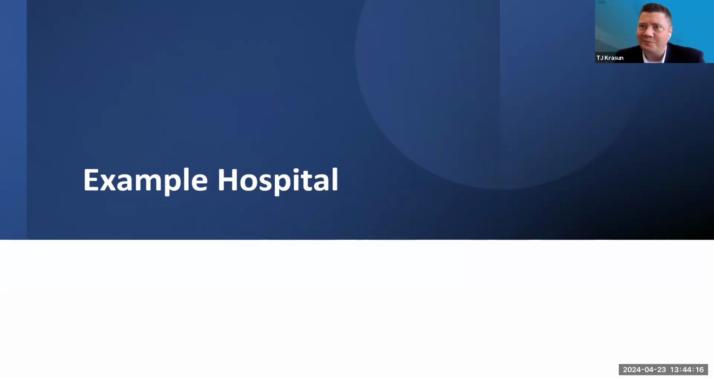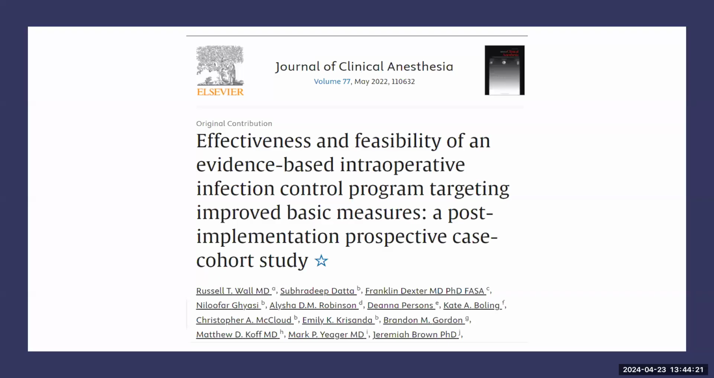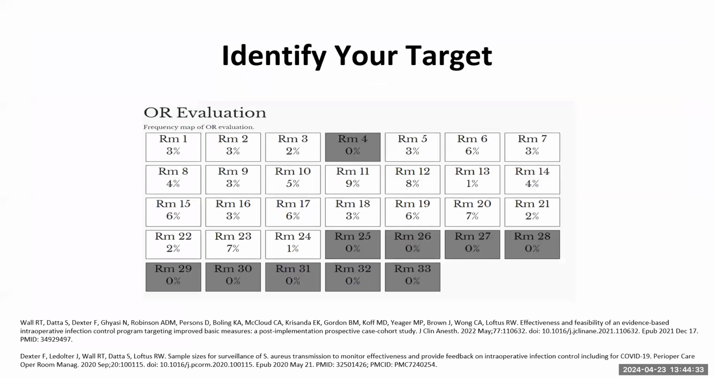Thank you. So for an example hospital, I'm going to go back to Dr. Wall at Georgetown MedStar, which is published, and all this information is available online. Looking at the patients that were enrolled and the operating rooms, you can see there's a pretty widespread distribution across multiple operating rooms there.